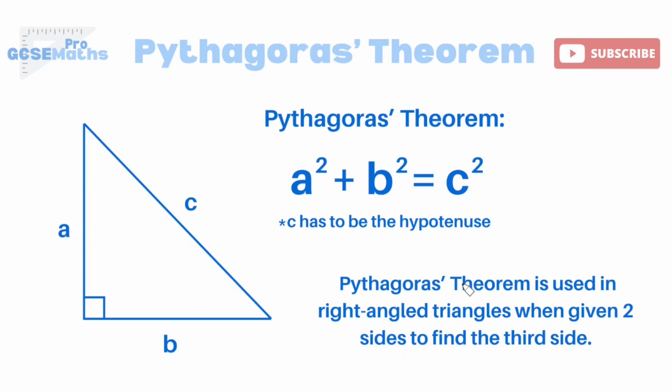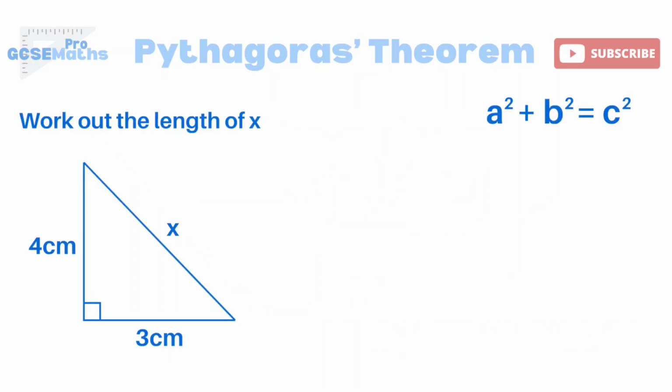Once you've figured out that you need to use Pythagoras' theorem, you then have to make sure you label the triangle correctly. So label all three sides A, B, and C. A and B don't really matter between them. The most important one to know, and the most common mistake that students make, is which side is C. Now, as you can see here, C has to be the hypotenuse. That means the diagonal side. So let's just go straight into it. It's pretty much as simple as that.